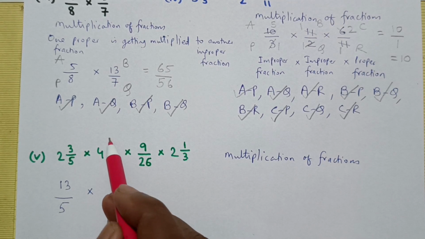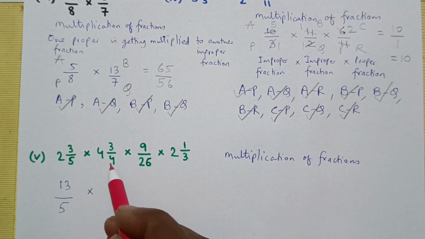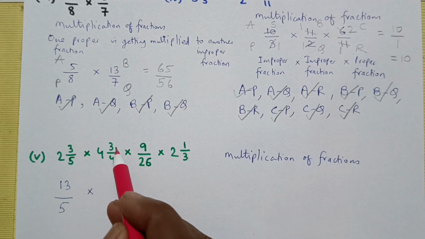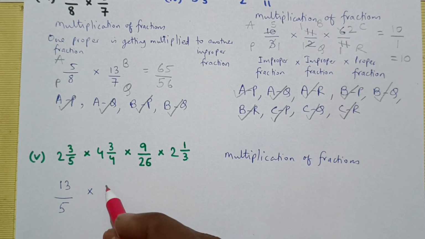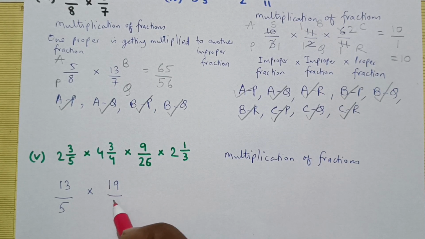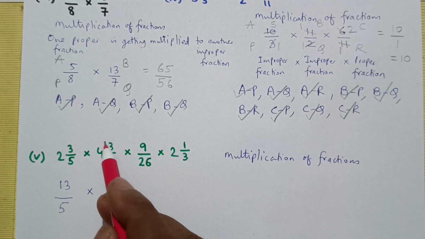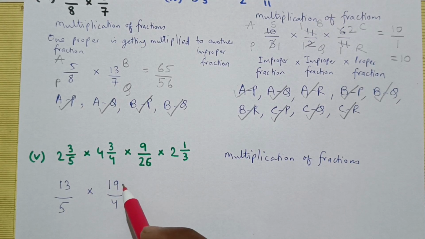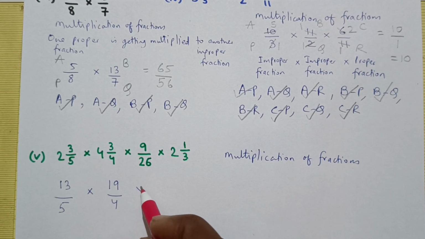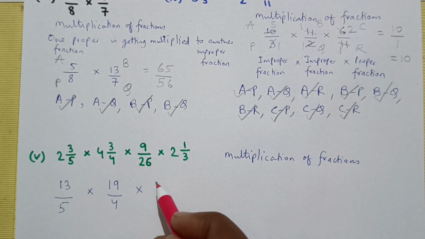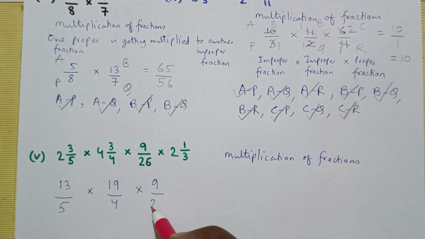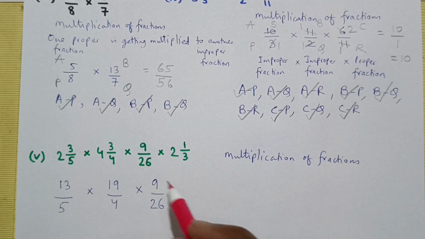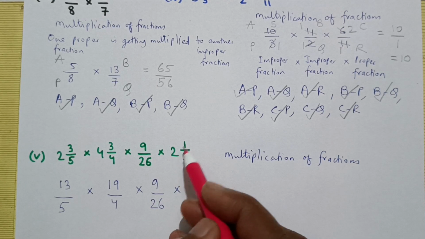Let us convert this mixed fraction into improper fraction. So 4 into 4 is 16. 16 plus 3 is 19. So 19 by 4. So 4 3 by 4, when I convert it into improper fraction, it becomes 19 by 4 into 9 by 26. This is a proper fraction, so I will keep it as it is, into 2 1 by 3.